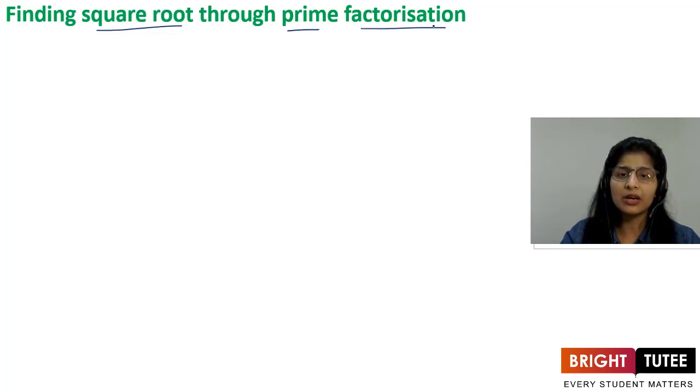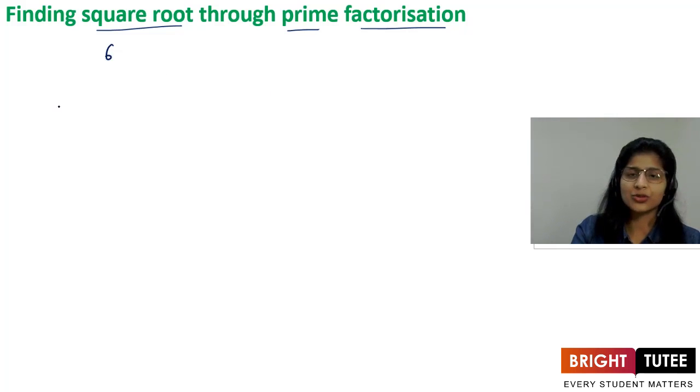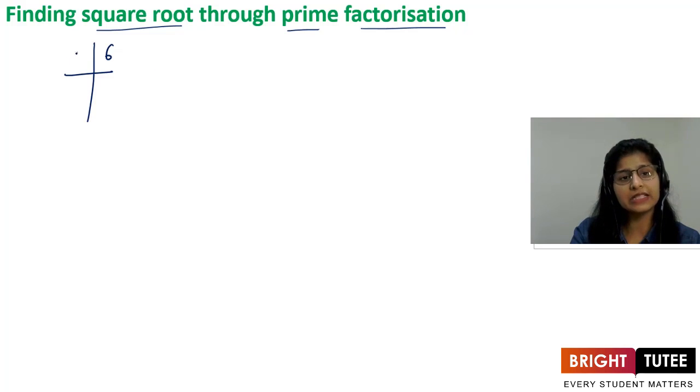You people are already familiar with prime factorization. What is prime factorization? We start by dividing the number with the first prime number that the number is divisible by. So let us take some example. Suppose I have to do the prime factorization of 6. We will divide it. The first number that it is divisible by is 2, and we have to start with the prime number. So 2 is the first prime number, 2 threes are 6. So we are going to express 6 as 2 multiplied with 3.